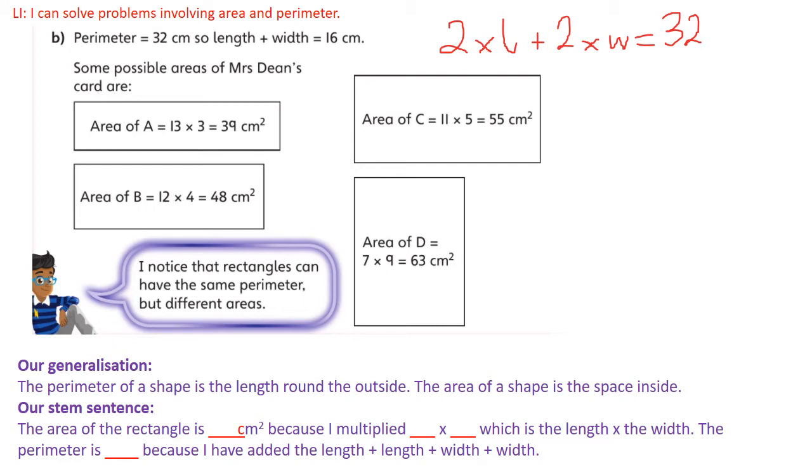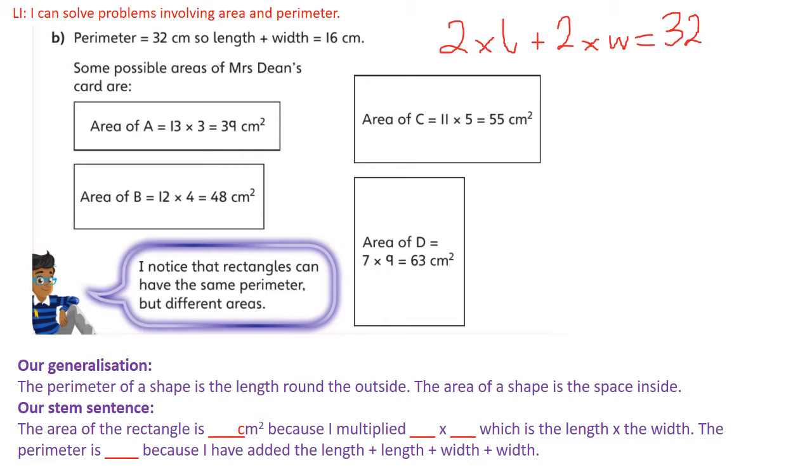So again, we know that we have 2 lots of the length plus 2 lots of the width equals 32. So 1 lot of the length plus 1 lot of the width must equal 16. So if the width was 3 and the length was 13, that would work. 13 plus 3 equals 16. So the area of A could be 13 times 3, which gives us 39 centimetres squared.